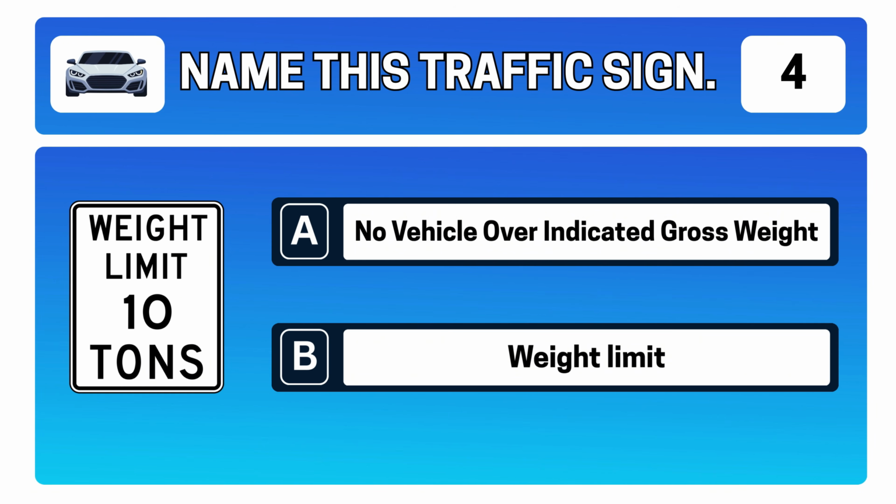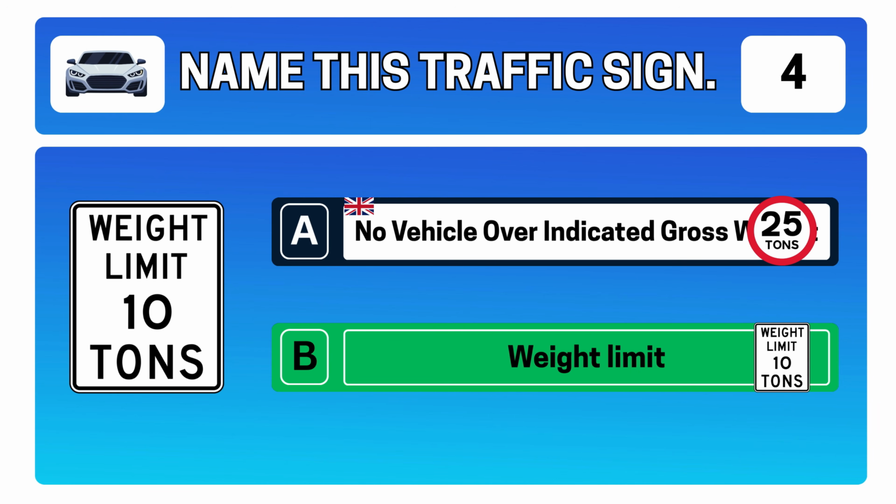Name this traffic sign. A. No vehicle over indicated gross weight. B. Weight limit. Correct. It is the weight limit sign.